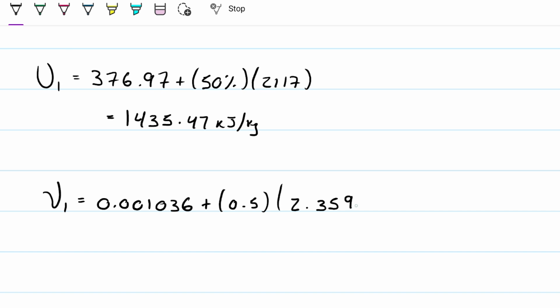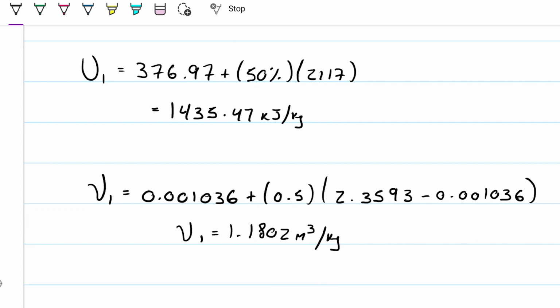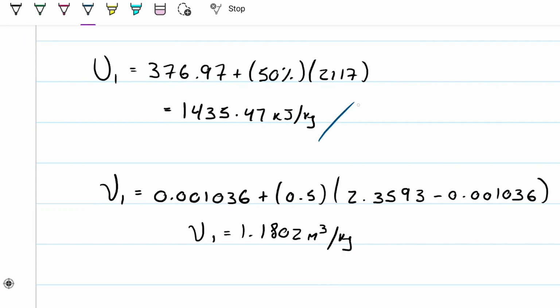2.33593 minus 36. Okay, so specific volume 1 ends up being 1.1802. That is meters cubed per kilogram. Beautiful. All right, now that I have these two things, this is what I'm going to use later.